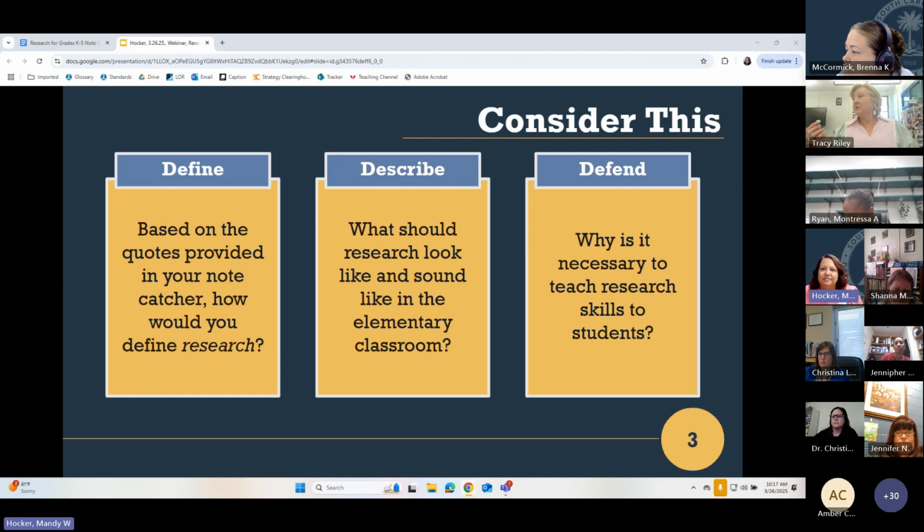As you complete your define, describe, and defend, feel free to drop your thoughts in the chat, or if you feel comfortable, come off mute and share what resonated with you from these quotes.